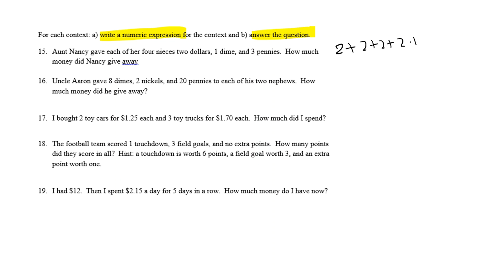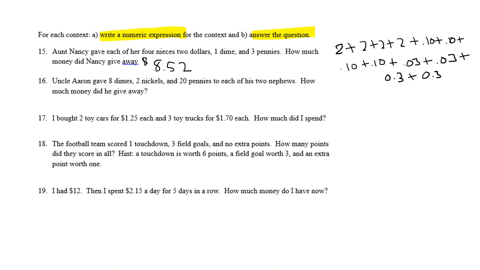They also get 1 dime, so that would be 1 dime added 4 times. And then they also each get 3 pennies, which is 3 cents. So that would need to be added 4 times. Okay, so that's one way you could write the math. And if we go ahead and add all of these money amounts together, we get $8.52. So the amount of money that Nancy gave away was $8.52.